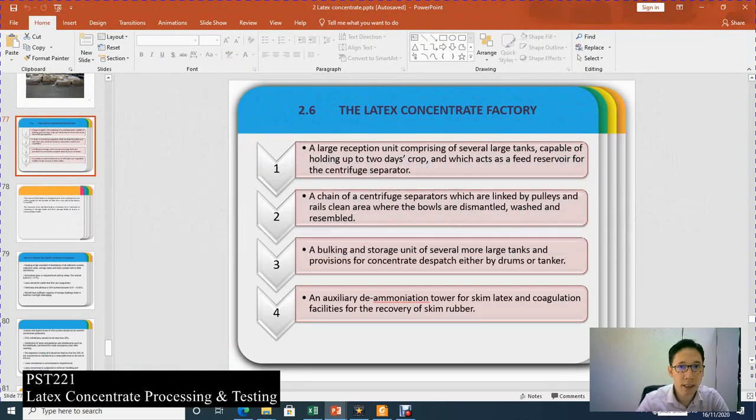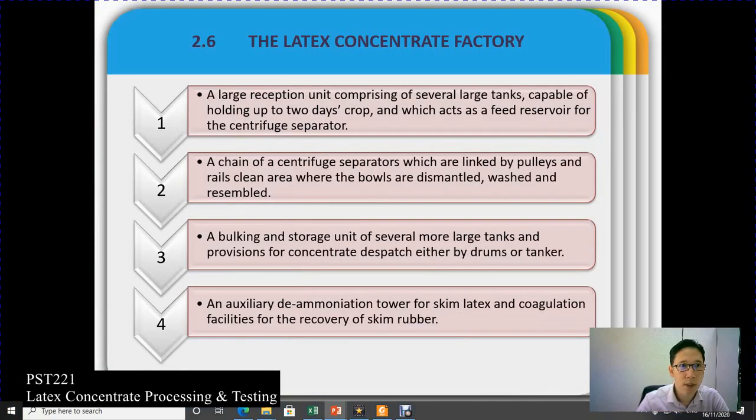We are still in chapter 2, where we will cover 2.6. We try to finish it. This is the final subchapter of chapter 2, which is 2.6, the latex concentrate factory.